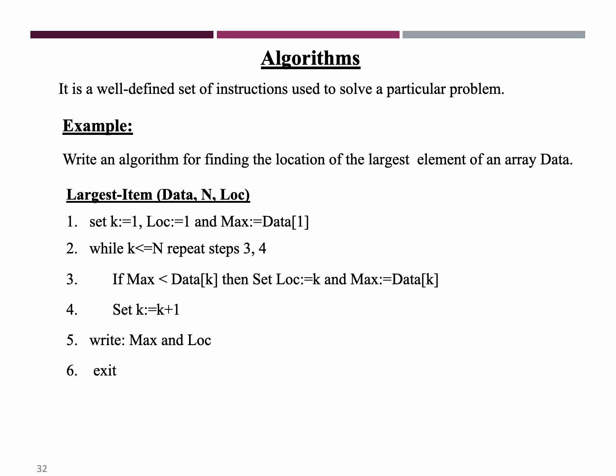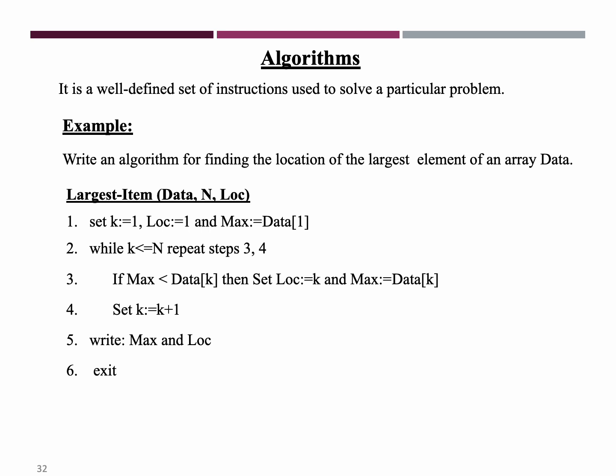Then loop through the array. The while loop runs until k is less than or equal to n. This loop will go through each element to check if there is a value larger than max. Then update the max value. If max is less than data[k], then update max to data[k] and set loc to k. This means we have found a new largest value at position k. Then we increment the index. Increase k by 1 to move to the next element.